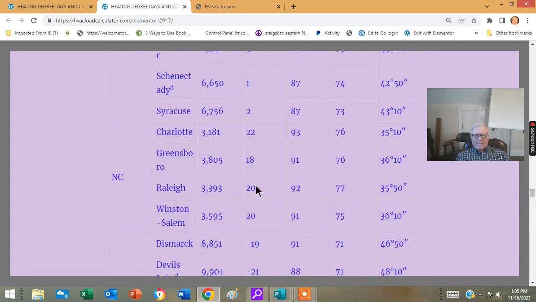Raleigh has a wintertime outdoor design temperature of 20 degrees, and a summertime outdoor design temperature of 92 degrees. I also want to point out that Raleigh is located at 35 degrees latitude. Later in this calculation, you're going to need to know that, so just remember that if you can. If you can't, we'll come back and get it later.